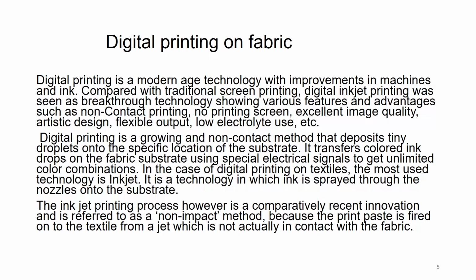Digital printing is a growing and non-contact method that deposits tiny droplets onto the specific location of the substrate. It transfers colored ink drops on the fabric substrate using special electrical signals to get unlimited color combinations. In the case of digital printing on textile, the most used technology is inkjet. It is a technology in which ink is sprayed through the nozzle onto the substrate.